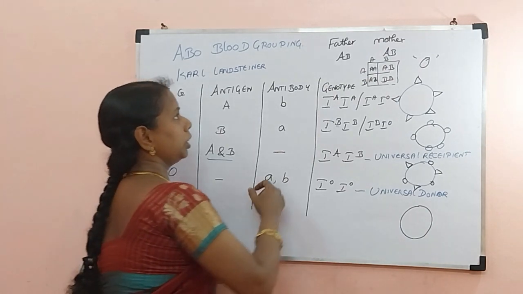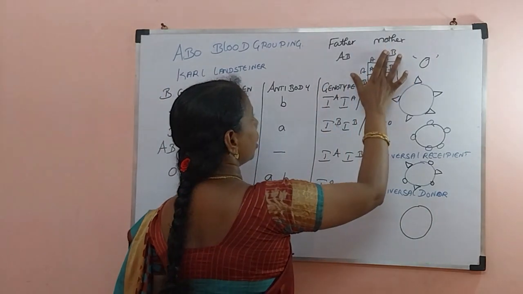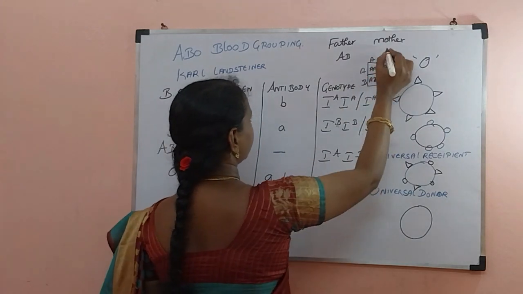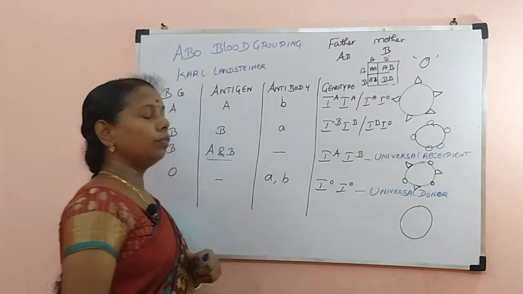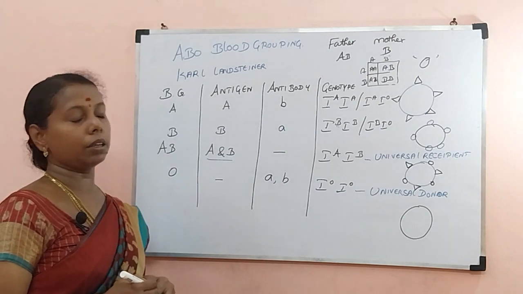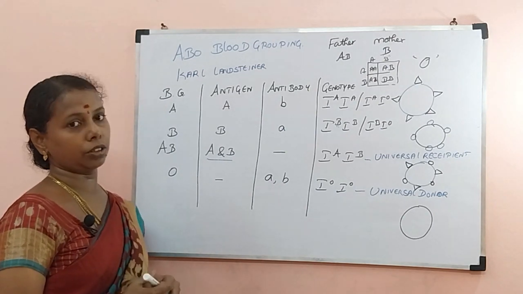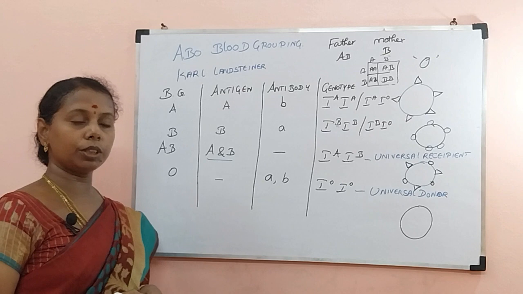Now assume another question. Father is AB and mother is B. With which blood group will you say the mother is heterozygous in nature? Can you answer this question, children?